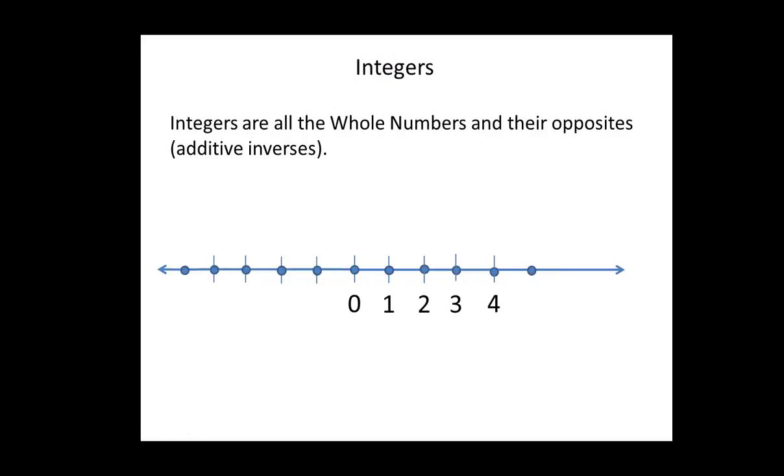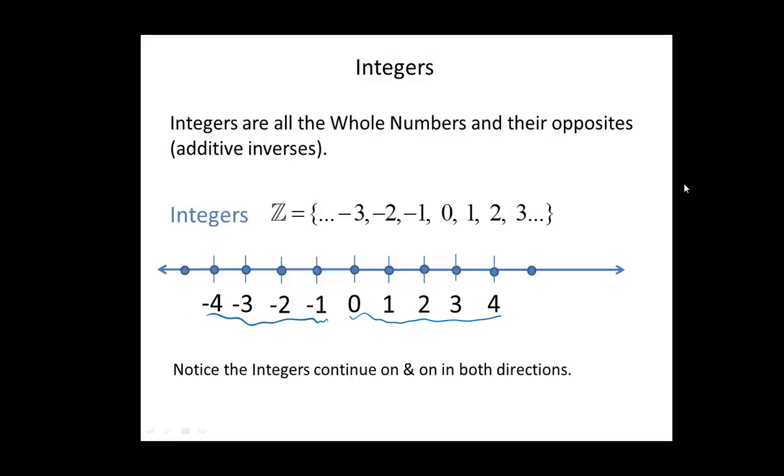Integers are all the whole numbers which you see below and their opposites. That entire set gives us the integers. So you notice that the whole numbers are integers as well as their opposites. This set continues both to get larger and larger as well as to get smaller and smaller. It continues in both directions.